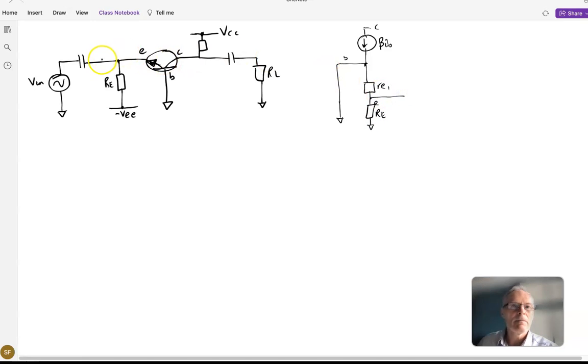Input, we are putting the input across this RE, so this is our V in. I can say that that is our RC. Just put RC there. We also have this, I'm just going to put a dotted line for now, RL.